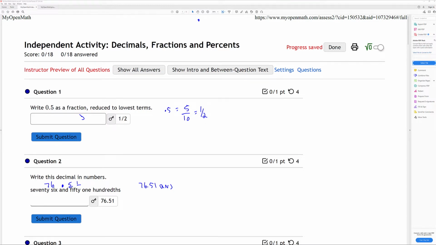MDE10 week 4 independent activity. Write as a fraction. Decimals, fractions, and percents. Write as a fraction. So I have it right here. I have 0.5. I wrote 0.5 as a fraction, 5 over 10. Simplified to 1/2.